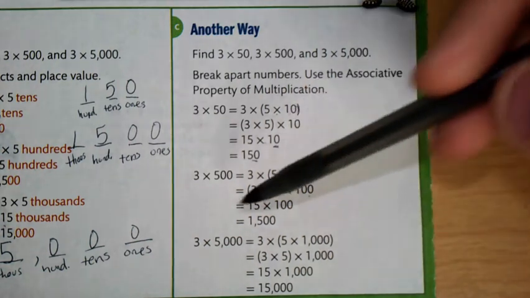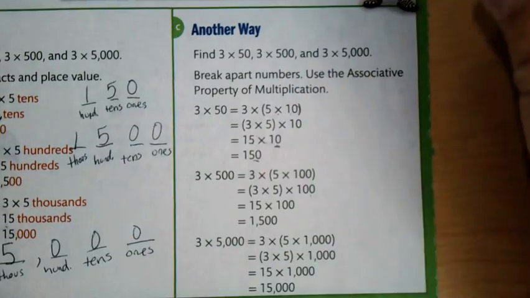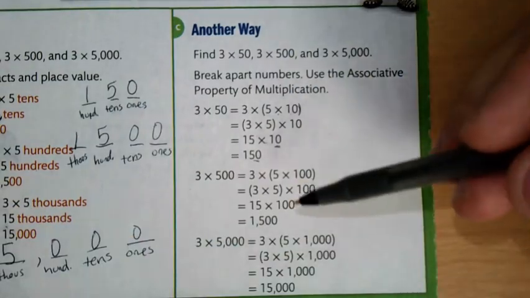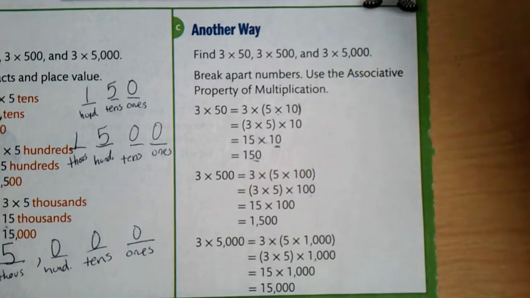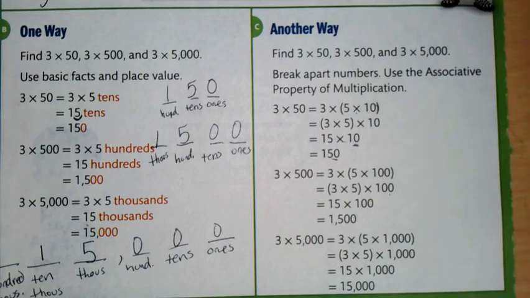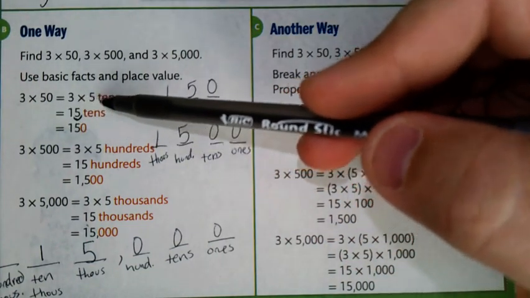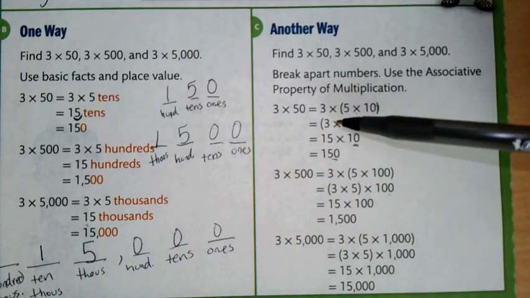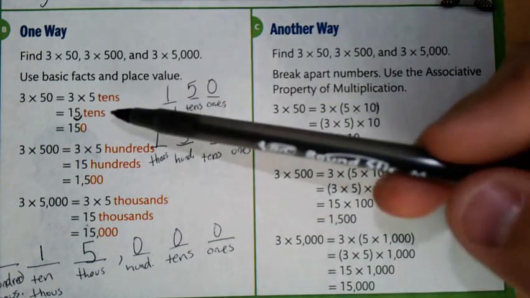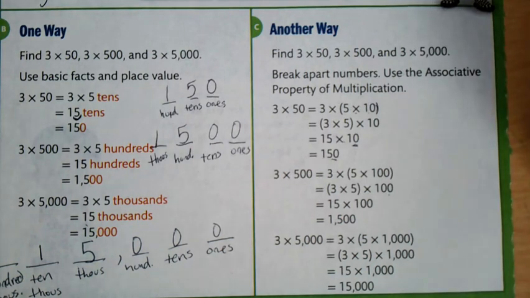And then they do that one more time. 5,000 becomes 5 times 1,000. We're just taking that and breaking it apart. That's the associative property. It tells us we can do this, and the answer will still remain the same. And you can even double check our answers because we did it 2 different ways here, right? Over here, I did 3 times 5 tens. Over here, I took 3 times 5 and broke it into 3 times 5 times 10. Did we end up with the same answer? Yeah, we sure did, right? So these are just 2 examples of ways that we can go ahead and do this.